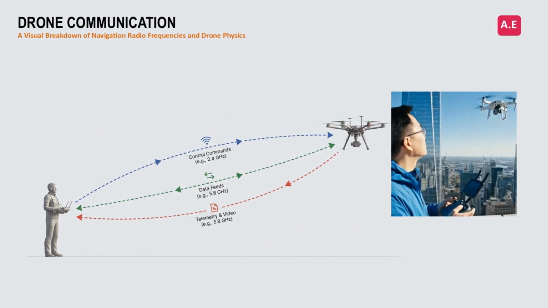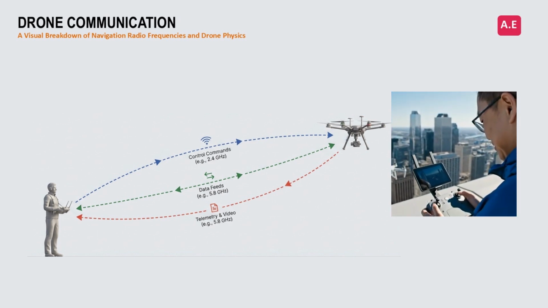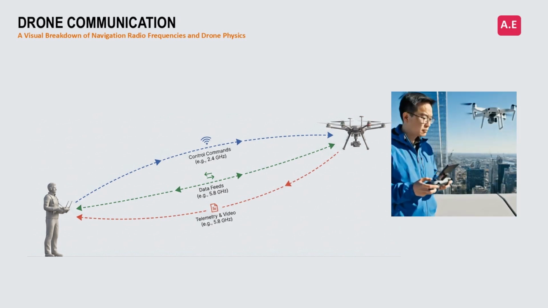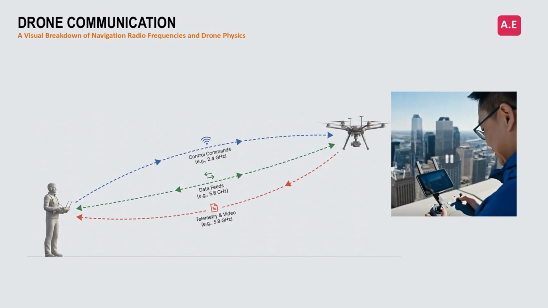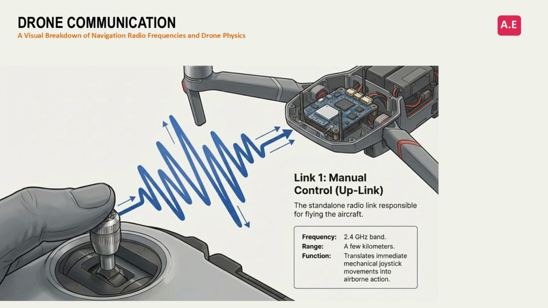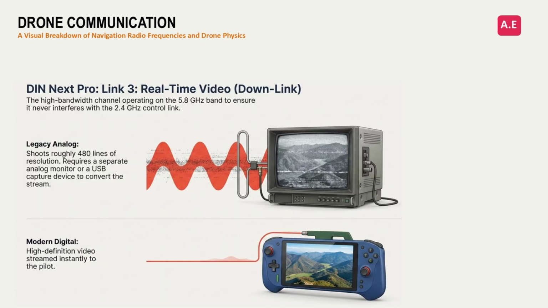All right, so let's break down these three essential conversations. We're going to look at what they're saying, how they're saying it, and crucially, why they all need their own separate lines. So check this out. First up, you've got the manual control link. This is the uplink on the 2.4 gigahertz band, and it's basically the pilot shouting commands up to the drone. Then you've got the telemetry downlink on a totally different, lower frequency. That's the drone talking back, reporting its status, position, speed, altitude. And finally, you have the video feed, sending that live picture down to the ground, often on yet another band like 5.8 gigahertz, just to make sure the signals don't get their wires crossed.